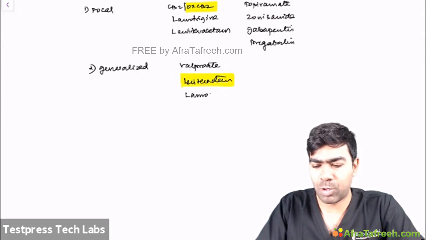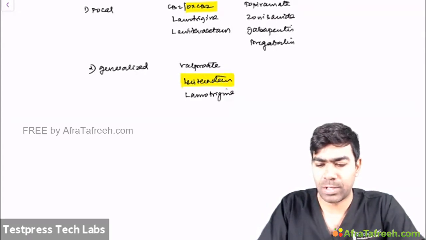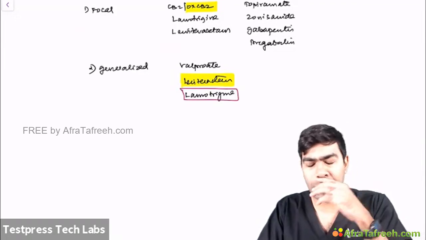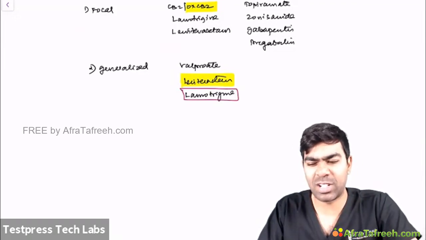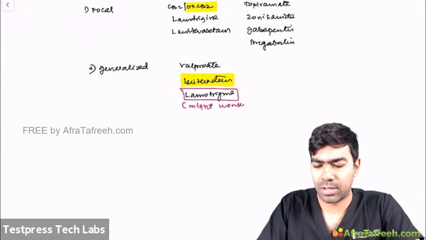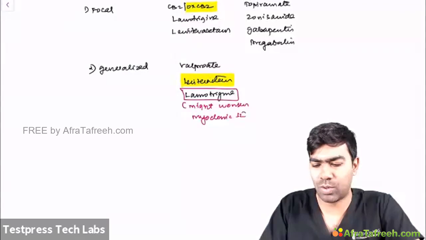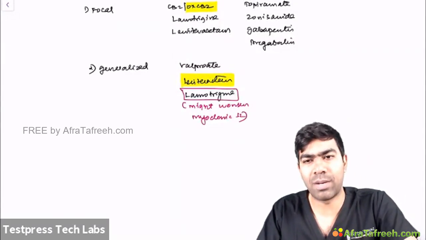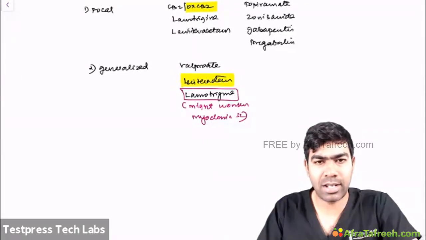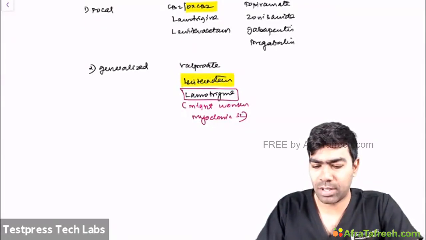And you can use lamotrigine also, but lamotrigine has one problem. Even though it's very effective in the majority of seizure types, it can worsen myoclonic seizures a little bit. It might worsen them, not always. So that's why in myoclonic seizures alone, it's better to use valproate or levetiracetam. Don't use lamotrigine. But for all the other seizure types, you can prefer lamotrigine, no problem.